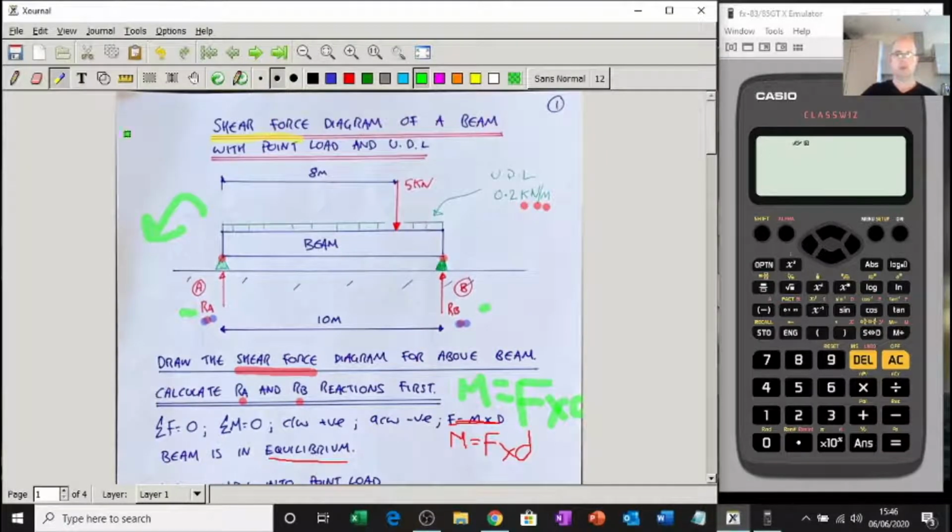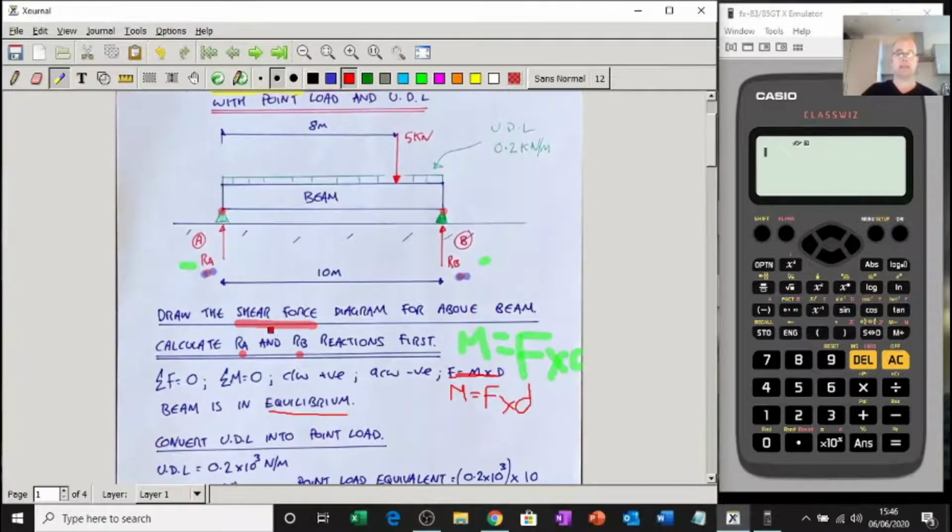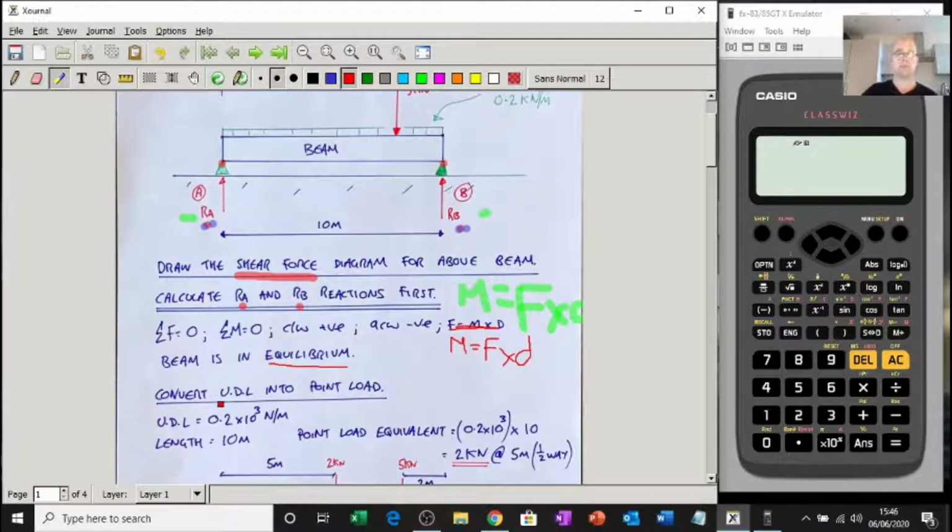So we need to find reactions RA and RB. The first thing you should do is convert this UDL into a point load. Make it nice and easy for us. So we've got a UDL of 0.2 kilonewtons per meter, and it acts over 10 meters. It acts the entire length of the beam, 10 meters.